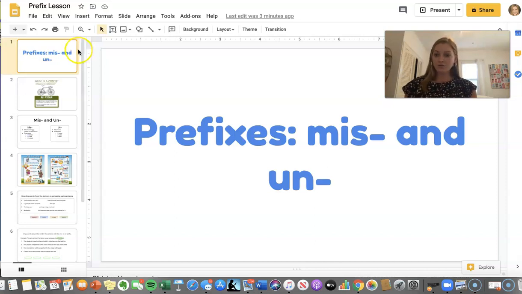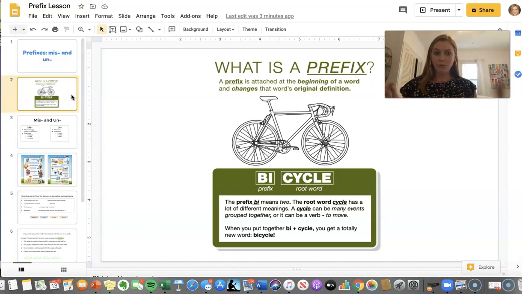So today for our reading mini lesson, we are going to focus on two prefixes: the prefix miss and the prefix un. So you might be thinking to yourself, what is a prefix? And that is totally normal if you find yourself thinking that. A prefix is attached at the beginning of a word and changes that word's original definition.